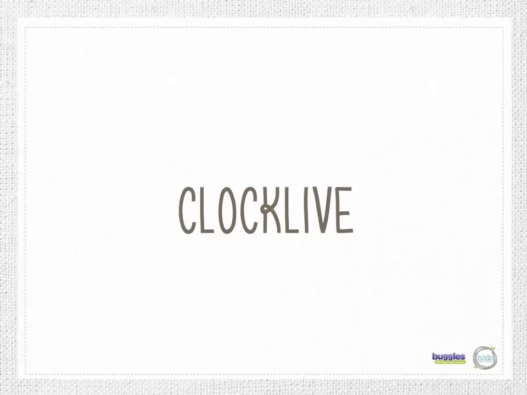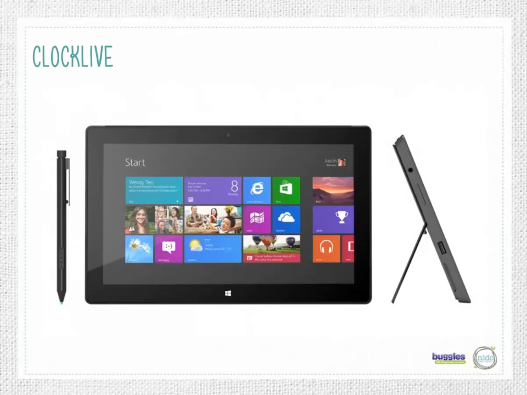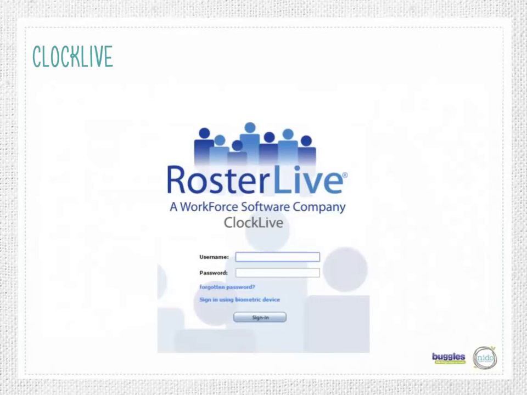We will now take you through a demonstration of Clock Live. Clock Live provides the employee the opportunity to sign in and out at the beginning and end of their shift. Employees will access Clock Live through a Surface tablet, which looks like this. Employees are required to click the desktop and through Internet Explorer, open the Clock Live website, which will be saved as a favourite website, using the login details that are provided by the payroll officer.